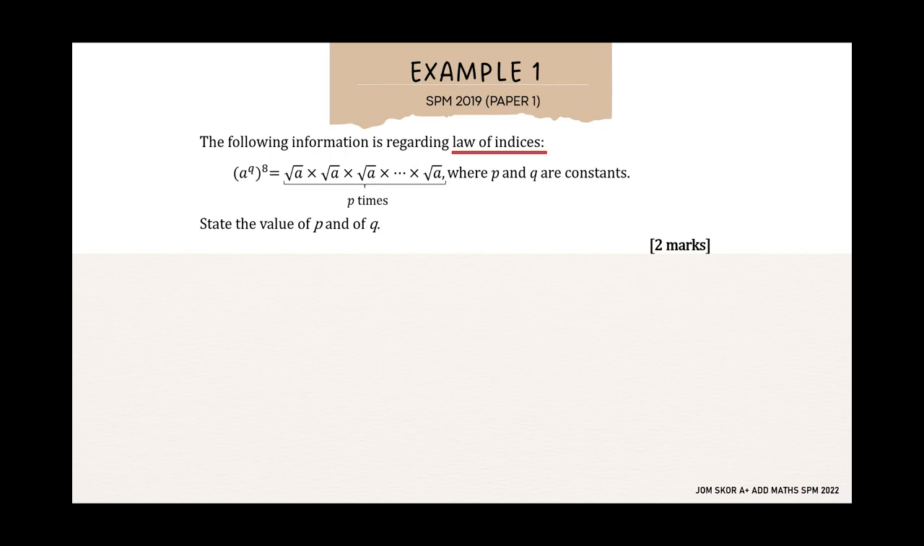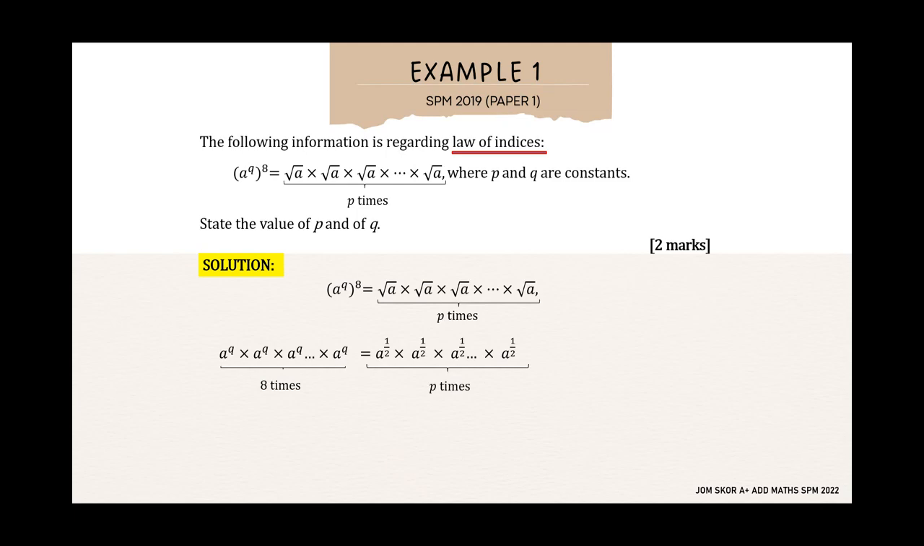State the value of p and of q. Okay, ini soalan yang dibagi. Information yang dibagi begini. Sekarang, kita tukar balik menggunakan definition of indices. Okay, tengok di sebelah kiri. So, kita ada a to the power of q times a to the power of q times a to the power of q multiply by 8 times. Ini adalah definition of indices.